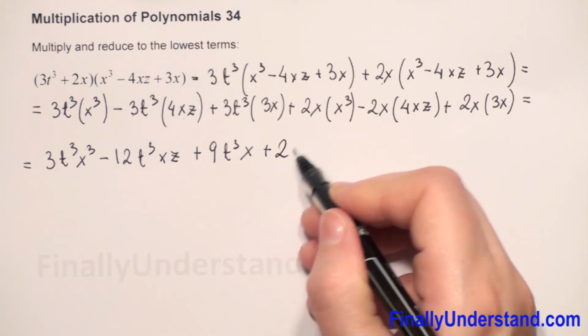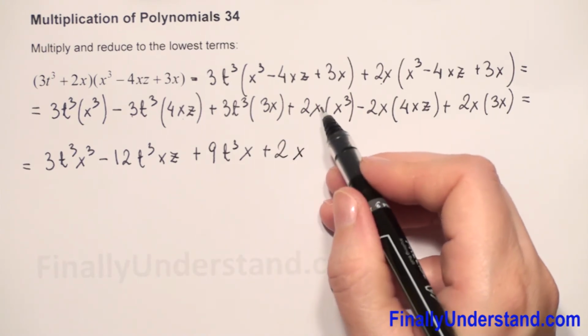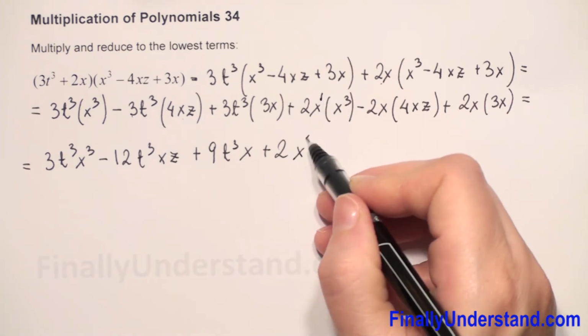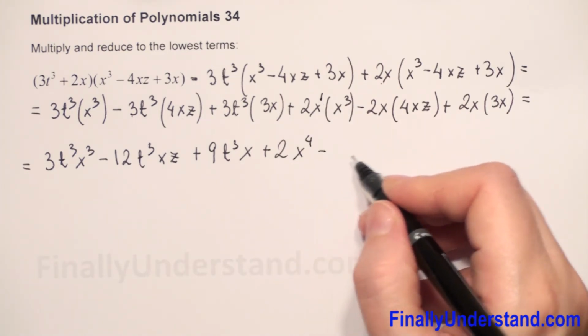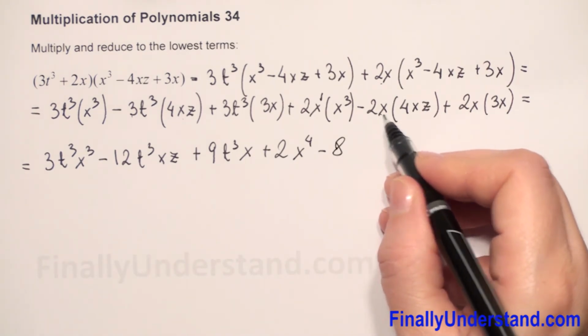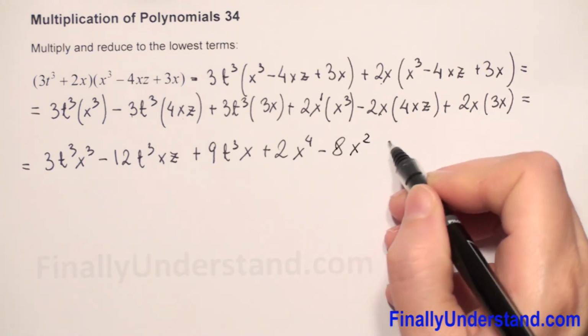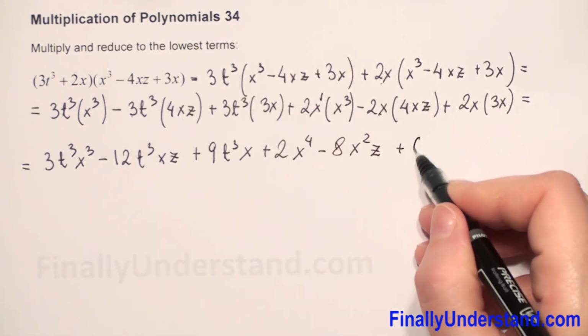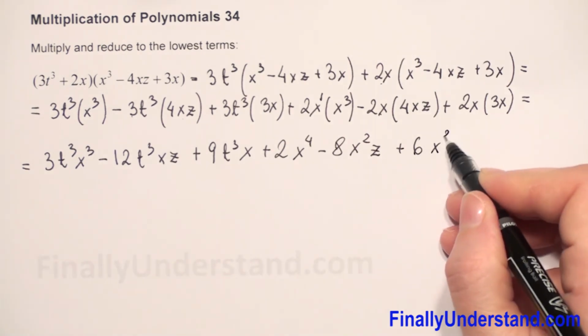Plus we have 2x times x cubed, the same base, so we copy the base, and when we don't have an exponent it is visible 1, so 1 plus 3 is 4. Next negative sign, 2 times 4 is 8. X times x gives me x squared, and z we have to rewrite. And we have 2 times 3 is 6. X times x is x squared.